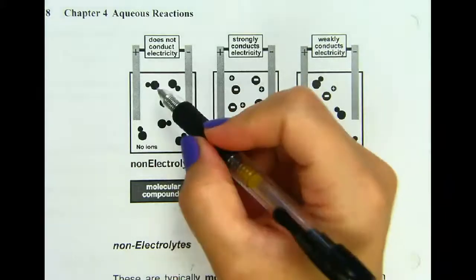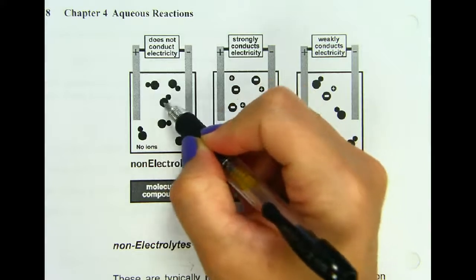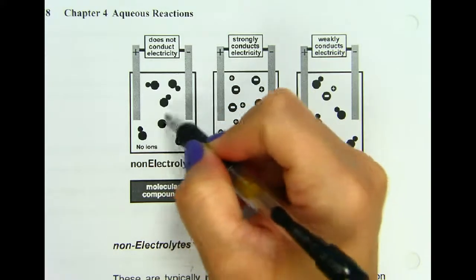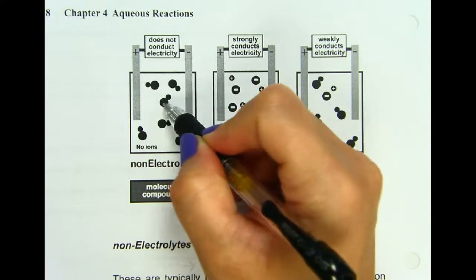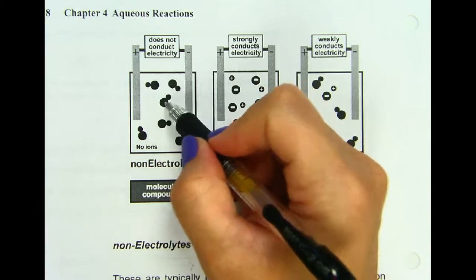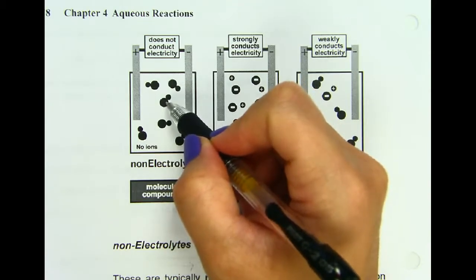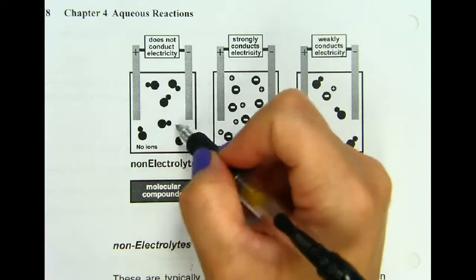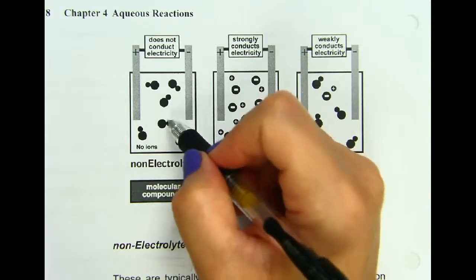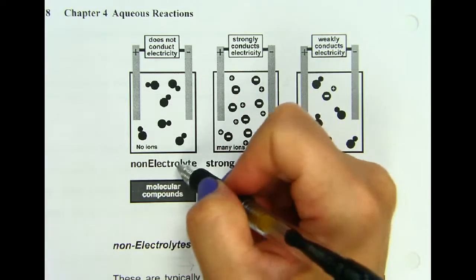So here, because you have all molecular molecules, there are no ions. You know this because you see no positive or negative charges on them. So you can assume these are molecules that do not form into ions. They just remain intact and they're floating around. So this is not going to conduct any electricity because there are no ions, so it's a non-electrolyte.